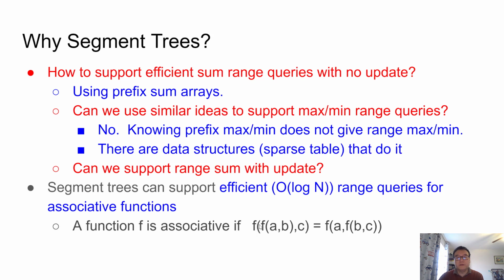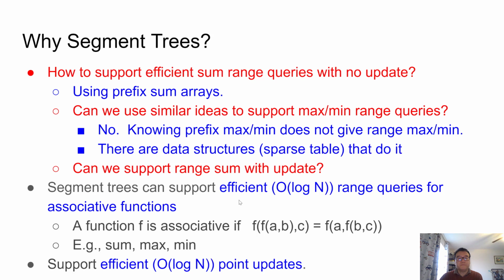Associative means that if I want to apply the function to a set, I can apply the function to two of them at a time in any order. Sum definitely has that property. Addition is associative, product is also associative. Max and min have that property. The max of three elements, I can first take the max of these two and then the max with that. And there are other functions that have this property. So long as they have the associative property, we can use a segment tree.